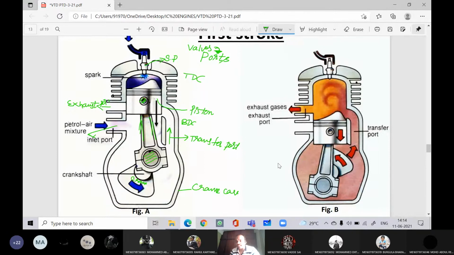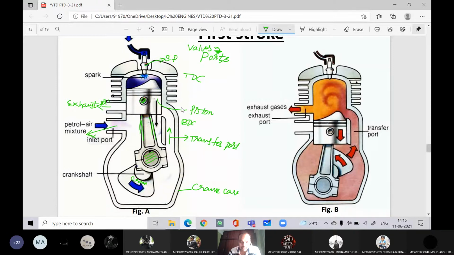Right now, let us assume. Please understand, very important and a little bit tricky also. Once you understand the story, you can't forget again. So total how many ports are there in this one? Please tell me. Total how many ports? 3 ports are there. One is the inlet port, the other one is the exhaust port, and the last one is the transfer port.